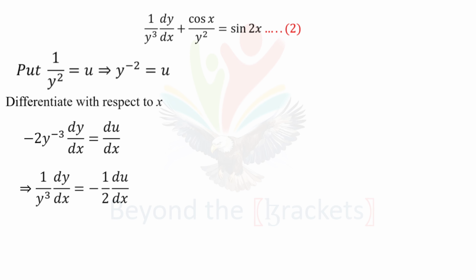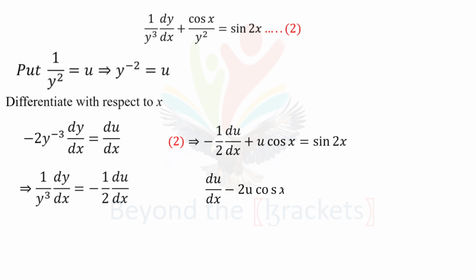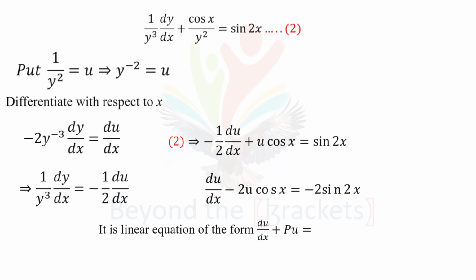Substituting this value in equation 2, we get minus 1 by 2 into du by dx plus u cos x is equal to sin 2x, which will now be reduced into the linear equation. To make du by dx free from coefficient, we multiply throughout by minus 2. So we get du by dx minus 2u cos x is equal to minus 2 sin 2x. It is linear equation of the form du by dx plus pu is equal to q, where p is the coefficient of u, that is minus 2 cos x, and q is the RHS, that is minus 2 sin 2x.